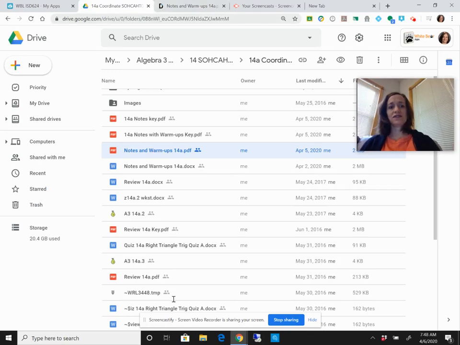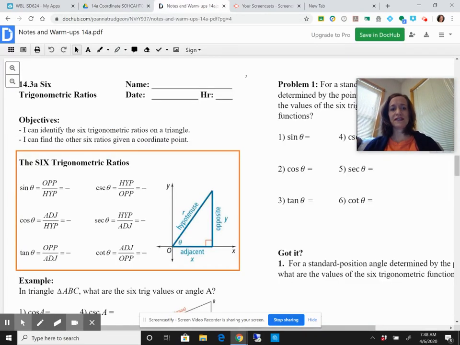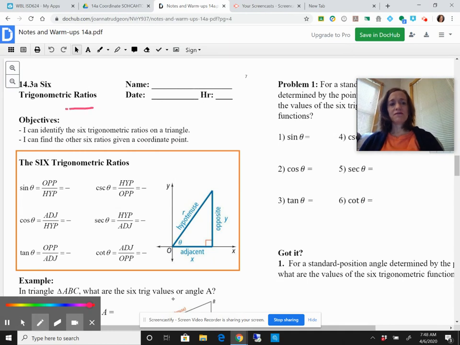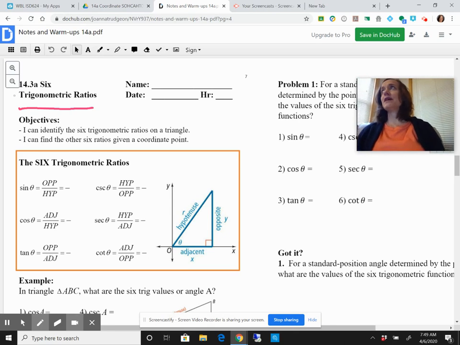Okay, so now let's go ahead and do this lesson, 14.3a. It's about the six trigonometric ratios. Now, unlike before, we've done the trigonometric ratios before, but now the hypotenuse might be something other than 1. In chapter 13, we were always on the unit circle, and actually, sometimes we had ugly numbers like radicals, and things like that. These problems tend to be better numbers, okay?